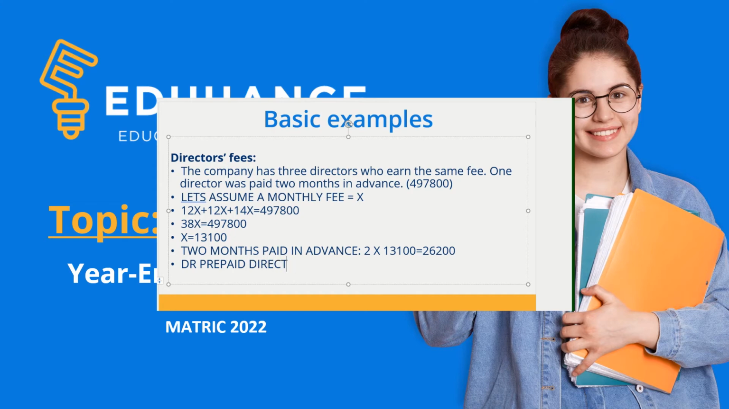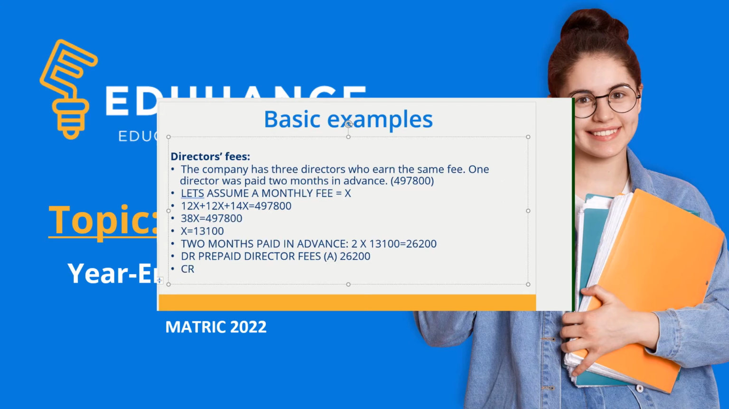fees, which is an asset for 26,200, and we are going to credit director's fees expense. So we have to take it out from the expense. Remember, you can only put it in expense in the income statement if you've incurred this expenditure. We haven't incurred it because we haven't utilized these services yet. So we're going to take it out from the expense number by crediting it for 26,200.